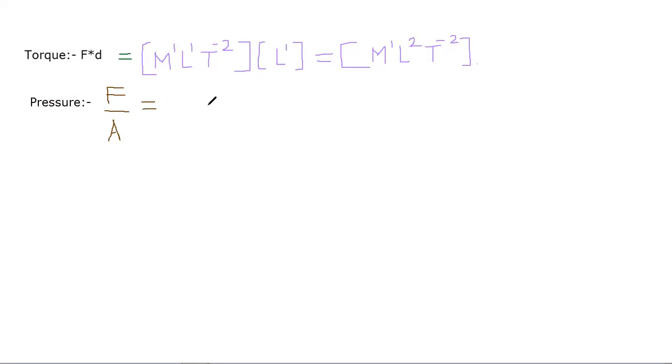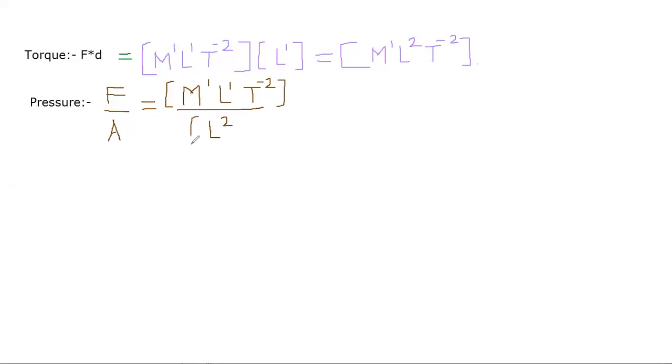Okay. So the basic dimension for your force is M1 L1 t raised to power minus 2. Okay. So this is the basic dimension for your force, divided by area. The dimension for your area is L raised to power 2, right? Because length multiplied by length will give you L square.